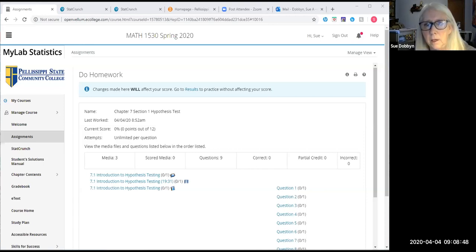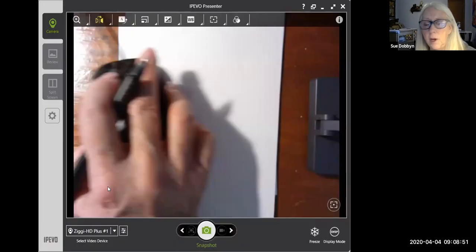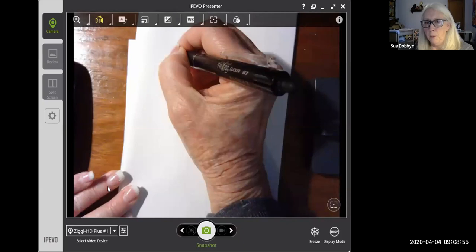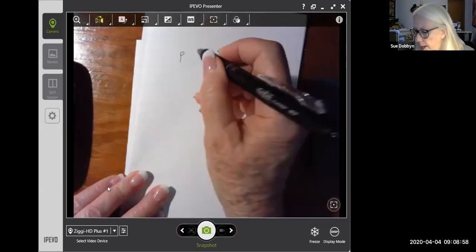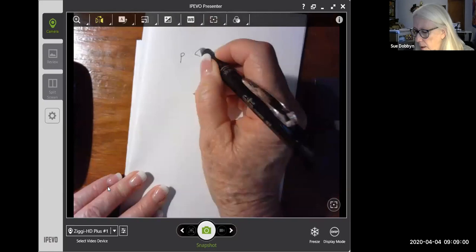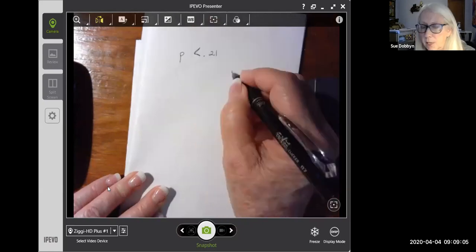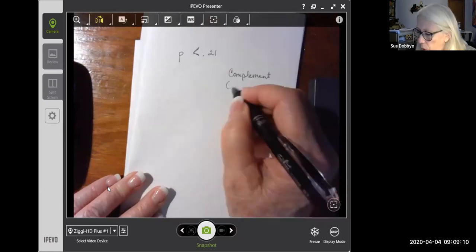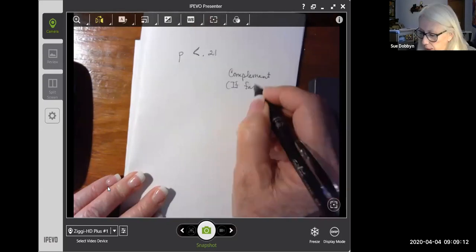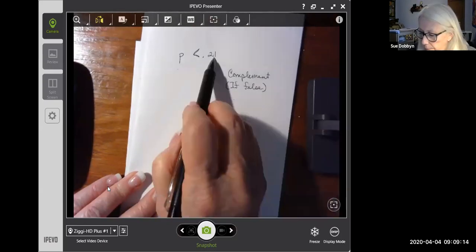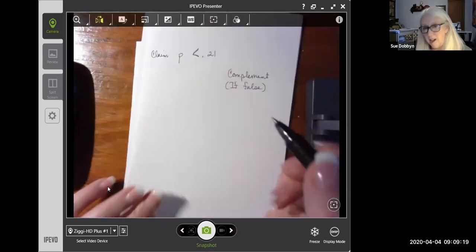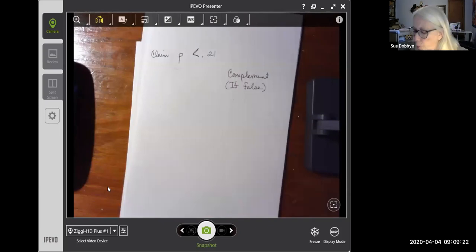All right, so what this says is that symbolically the claim was proportion is less than 0.21. And then it asks you for the complement. Now, when we did this in class last time, we actually called this the if-false statement. What would have to be true if this was not true? So this is the claim. So what would have to be true here? If P is not less than 0.21, what is P?